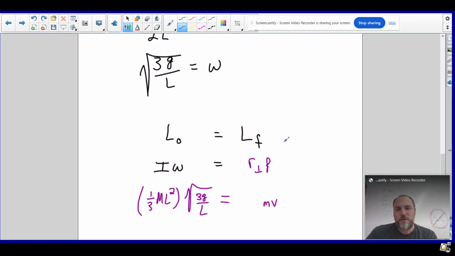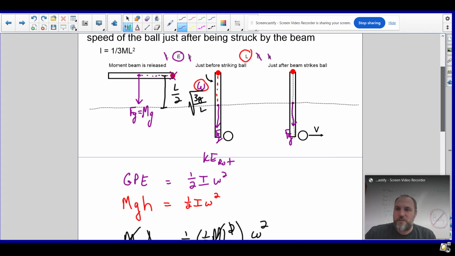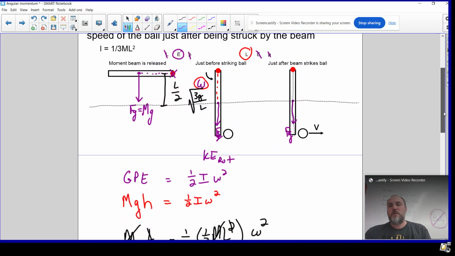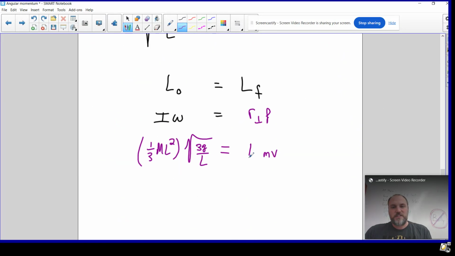And the part of R that's perpendicular to the momentum is just the entire length of the beam. And that's based on where the beam struck the ball, right? If the ball would have been higher when it was struck, then that R perpendicular would be different. But based on this picture, the beam strikes the ball right here at the end of the rod. So R perpendicular is just L.